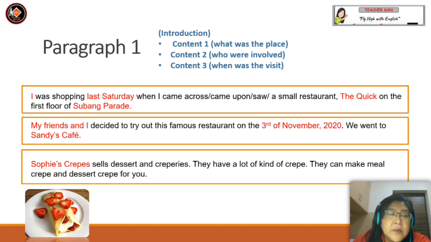Okay, the last example, Sandy's Crepes sell desserts and creperies. They have a lot of kinds of crepes. They can make meal crepes and dessert crepes for you.